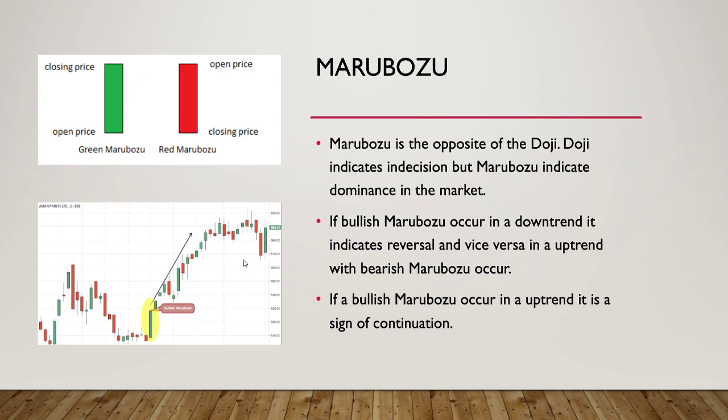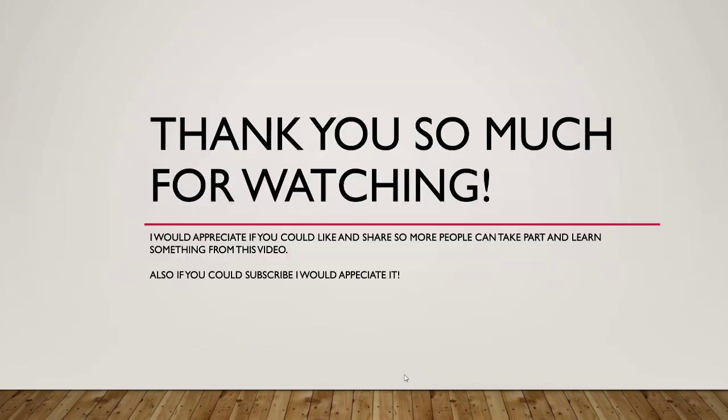And the opposite in an uptrend. If it's an uptrend and a bearish marubozu occurs, it's gonna go down. However, if a bullish marubozu occurs in an uptrend, it's a sign of continuation. So it's a good entry point again. All right. So this is the last pattern.